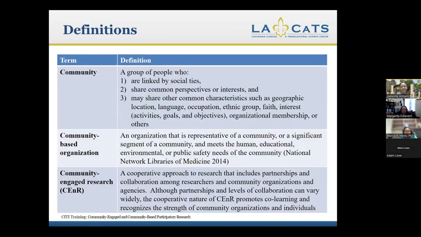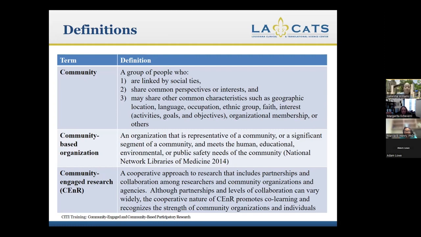First of all, before getting into the discussion of partnerships, we want to talk a little bit about what is community, and also look at a couple of key terms. When we think about community, this is a group of people linked by social ties. It may be a specific organization that has the same language, a similar occupation, ethnic group, or faith. They share some type of common perspective or interest. So we want a better understanding of what we are considering to be that community.